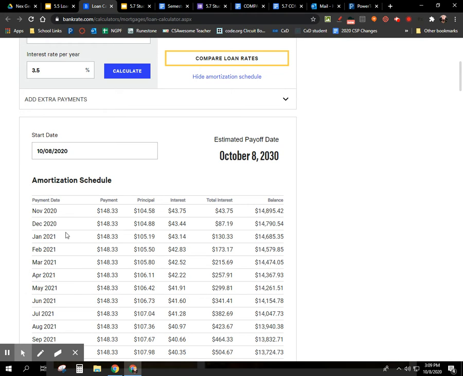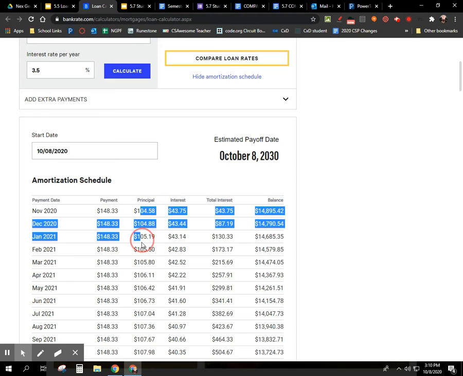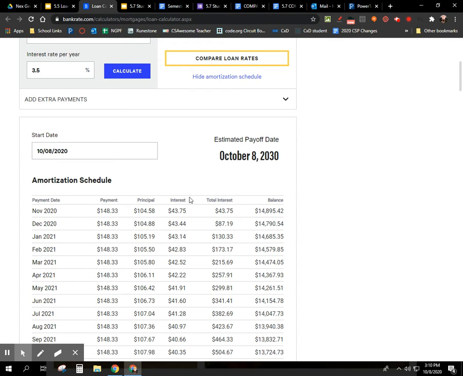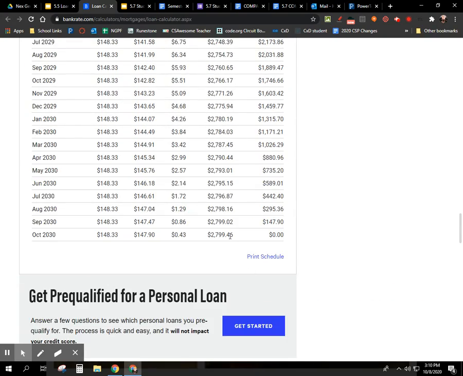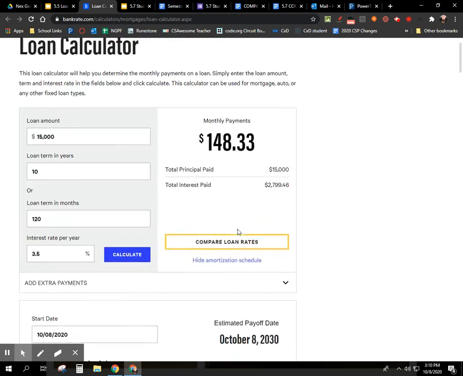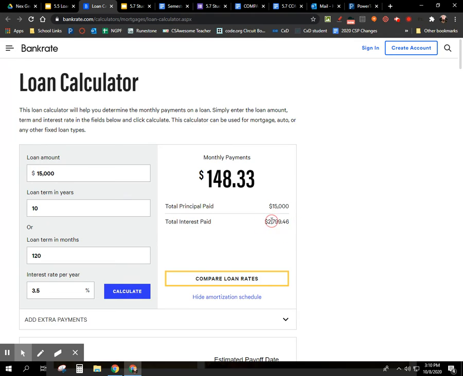So I look at the payment date, how much my payment is going to be, how much of my payment is going to be paid towards the principal, how much is going to be paid in interest, what is my total interest that I've paid, and how much do I have left to pay in this column. And then when you scroll down to the very bottom, you'll be able to see 2799.46. That matches up to the total interest that I've paid.